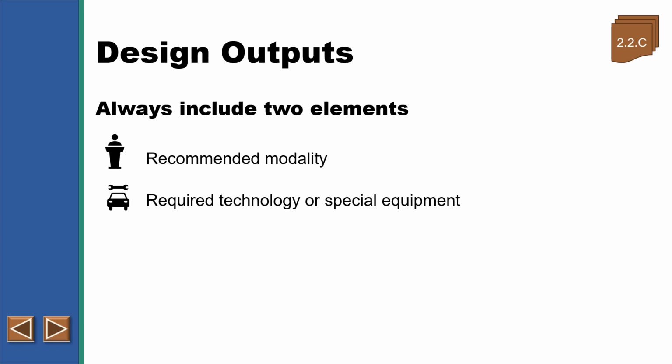Elements to include with every design output are these 2, recommended modality and required technology or special equipment. The recommended modality may be different for each objective, so just to refer back to that, what I already discussed is the modality for one objective may be instructor-led, and say if it were a blended course, there might be a webinar or something asynchronous for the modality in completing another objective.